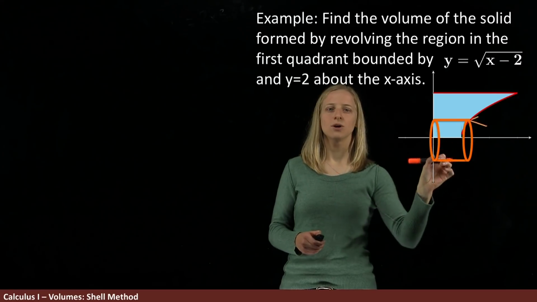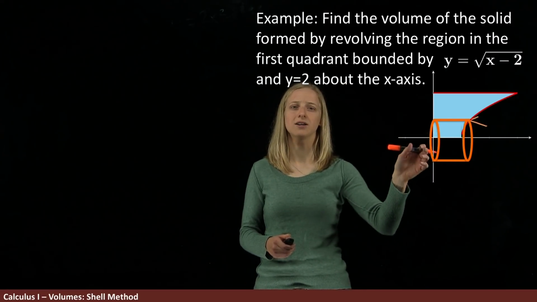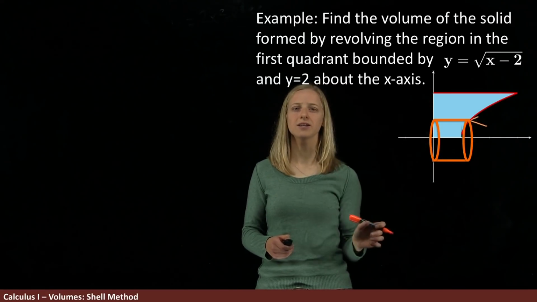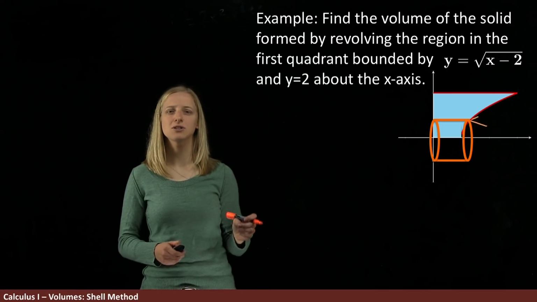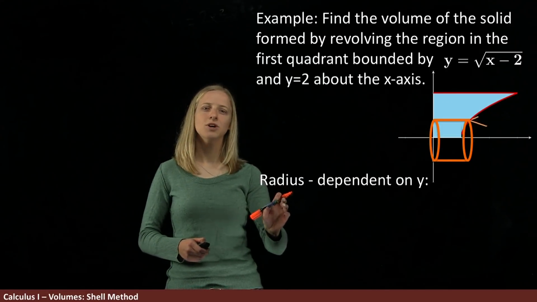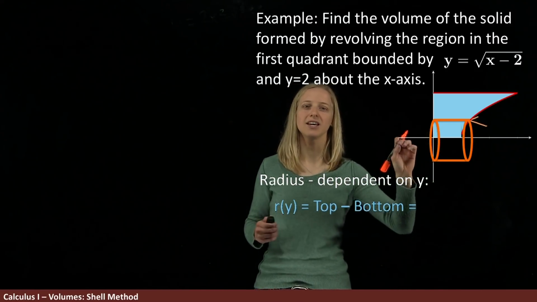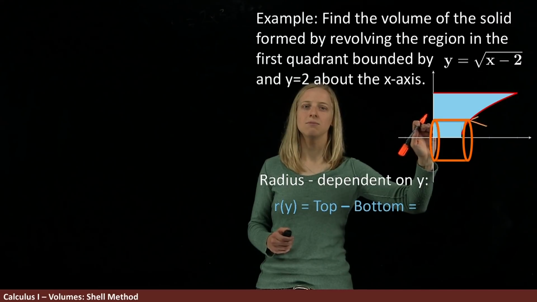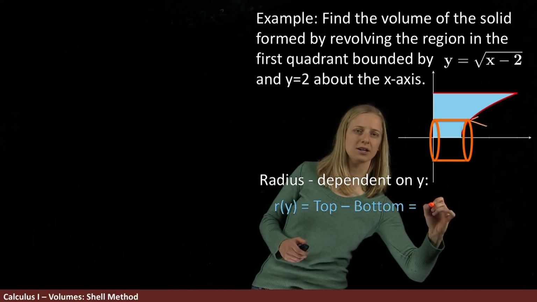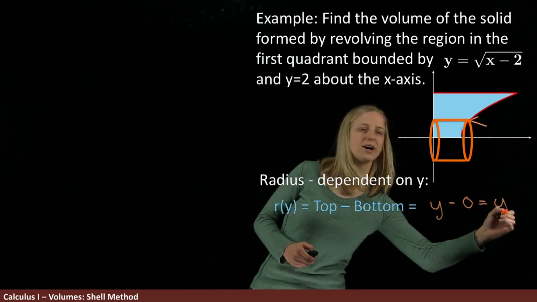So with this, the radius is dependent on y, and the height is dependent on where you are along the y-axis. So everything now is going to be in terms of y. To find our radius in terms of y, we're going to do top minus bottom. So here again, the simplest you can get. We have y minus our bottom, which is x equals 0. So it's going to be y minus 0, which gives me y.